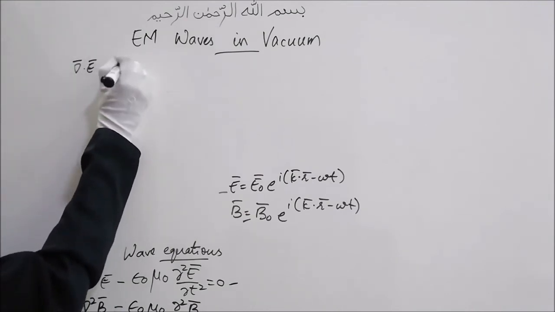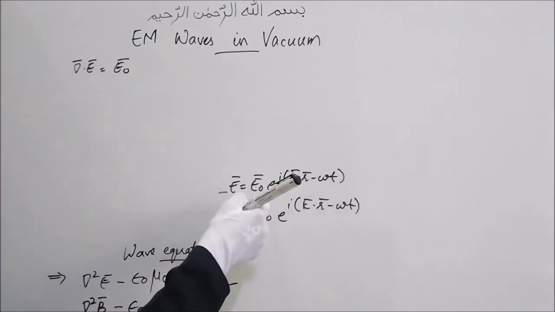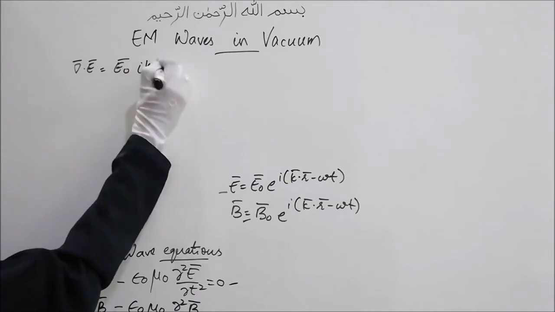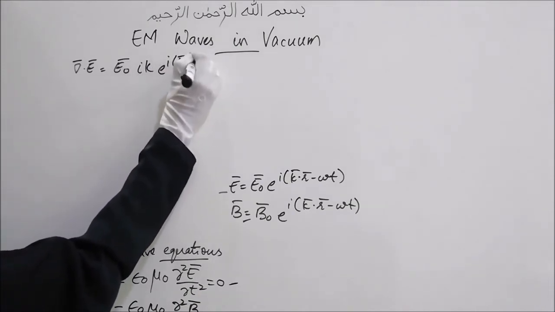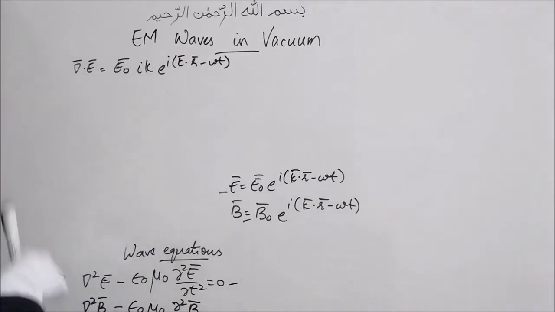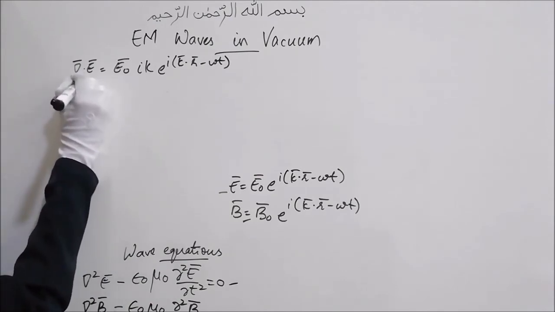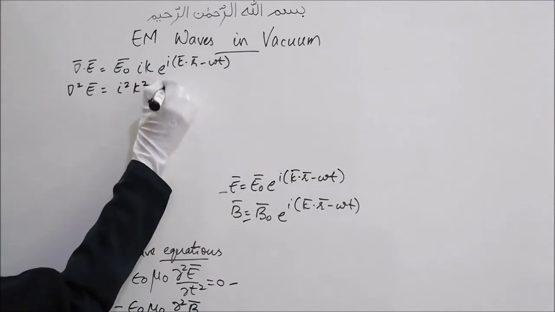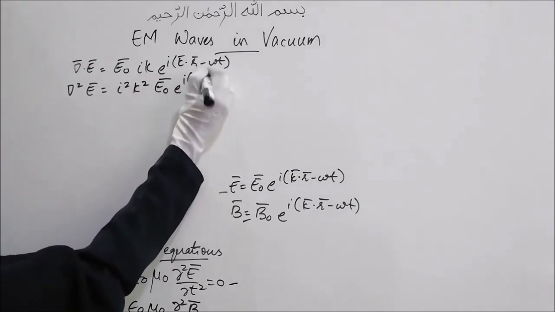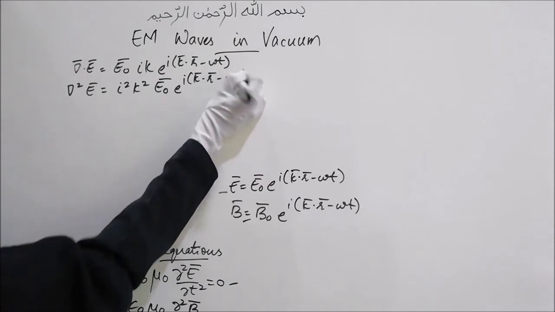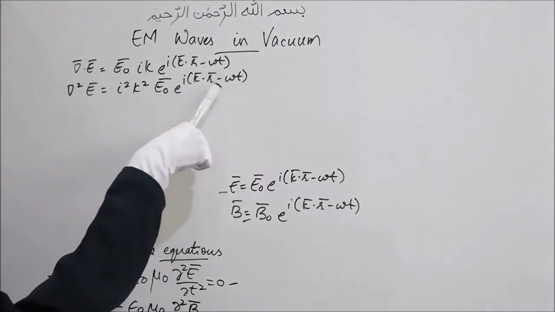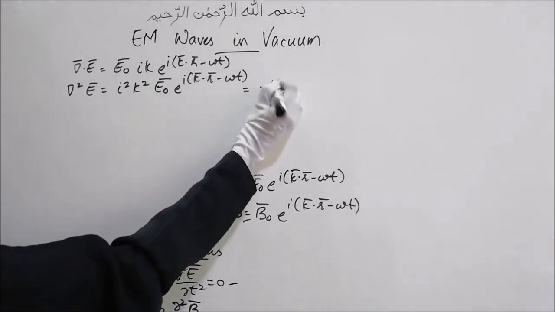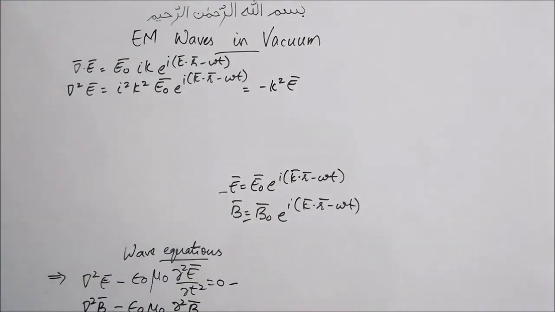That will be E naught bar, with this differentiation with respect to r. So it will be I k e raised to I k bar dot r bar minus omega t. We need del squared, again we'll have del squared E, differentiating again we'll have I squared k squared E naught bar e raised to I k bar dot r bar minus omega t. E naught e raised to I k bar dot r bar minus omega t is nothing but E bar. So this will be minus k squared E bar.